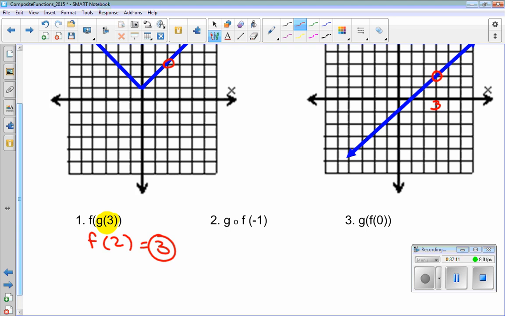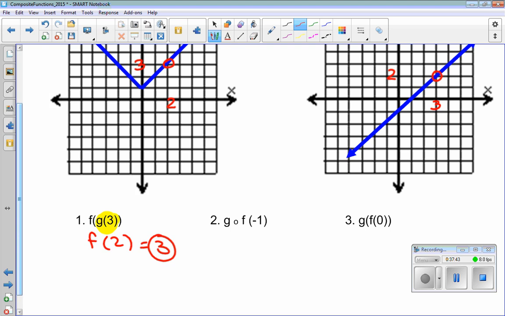So watch. I'm starting with the center, as Daniel said. Start with the inside. G of 3. What is that? Well, I came over here to the G function, and I found my 3, and I looked up at the graph, and I circled that point. What number did I get? I got a 2 there. So G of 3 was 2, so that's what I replaced it with. Then I went back here and said, okay, at 2, what is F? It's 3. So that's why 3 is my answer.